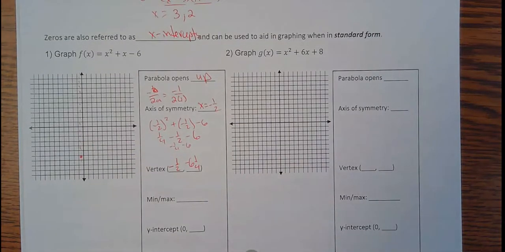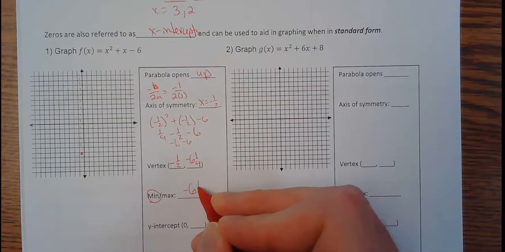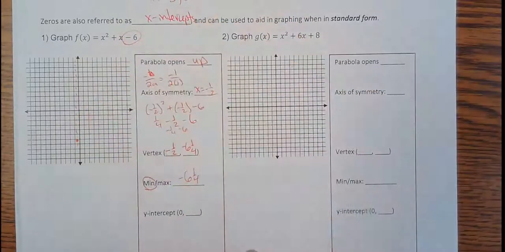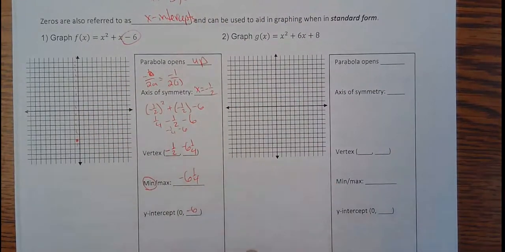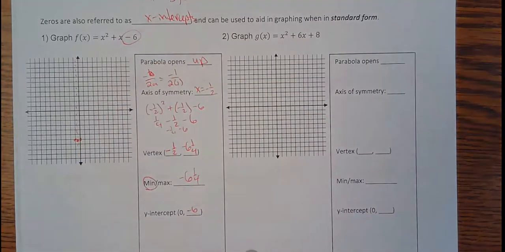Is that a min or a max? Again, it's open up, so it's going to be a minimum. The minimum value is -6 1/4. Now, what is the y-intercept? The y-intercept is that number on the end, so (0, -6). You can mirror that over, and now I'm kind of stuck. There's not a lot of information there. How do I make a U out of that?